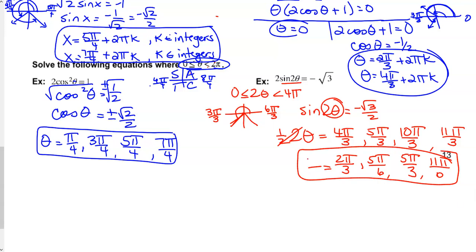Okay, so let me finish this up. That should be a theta, and then this should be a 6, just to clean it up. Okay, so that's a quick little review of trigonometric equations. Make sure you can do that.